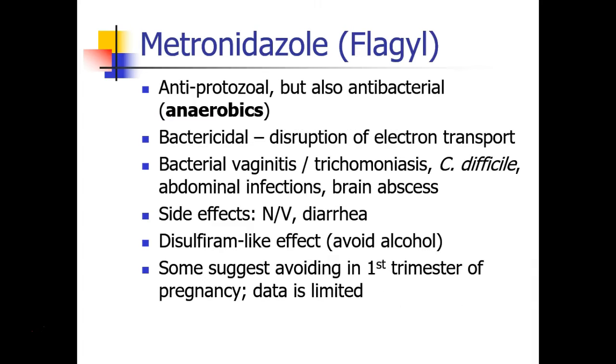Metronidazole, also known as Flagyl, was originally an anti-protozoal agent, so it was useful against the parasite protozoans. But it also has antibacterial properties, mostly against anaerobic bacteria. It's bactericidal by disrupting electron transport and is effective against bacterial vaginitis and trichomoniasis, Clostridium difficile, abdominal infections, and brain abscesses. These are all places where oxygen is minimal, and therefore we see anaerobic organisms.